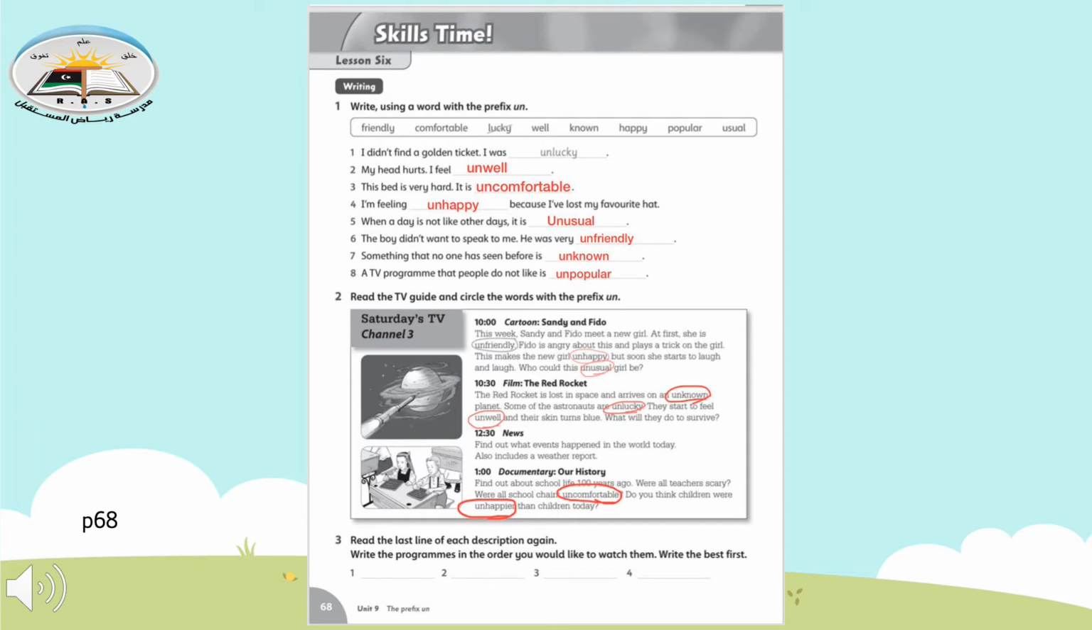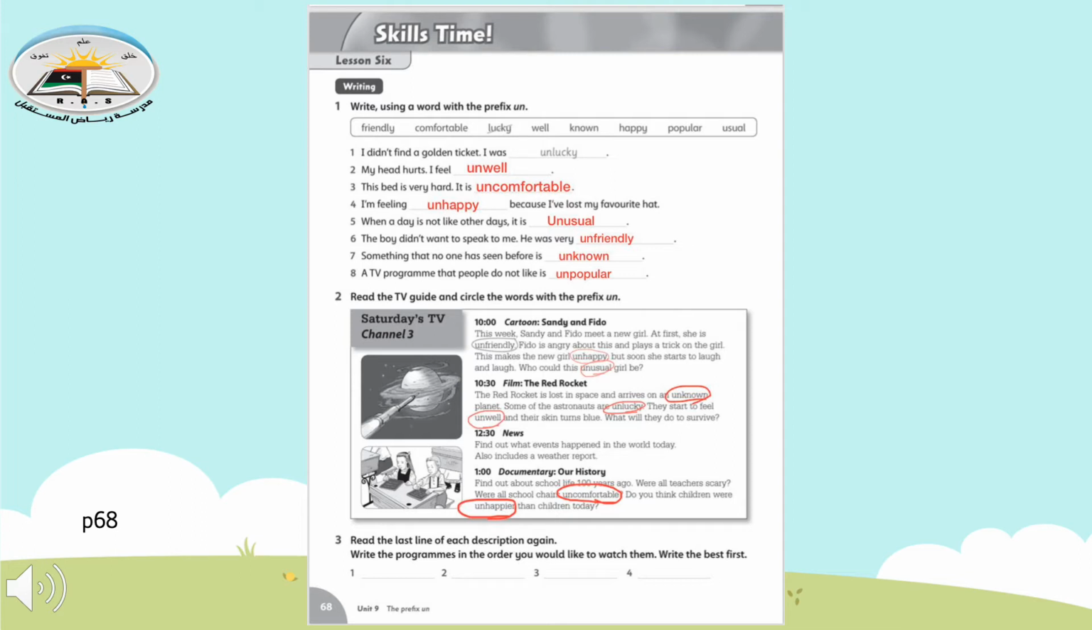Saturday TV, Channel 3. 10 o'clock, cartoon, Sandy and Fado. This week, Sandy and Fado meet a new girl. At first, she's unfriendly. Fado is angry about this and plays a trick on the girl. This makes the new girl unhappy. But soon, she starts to laugh and laugh. Who could this unusual girl be?